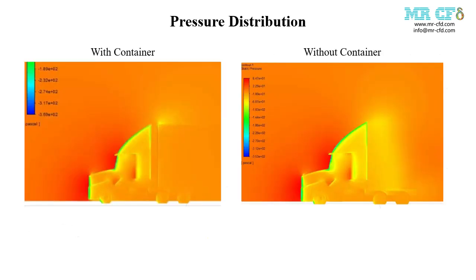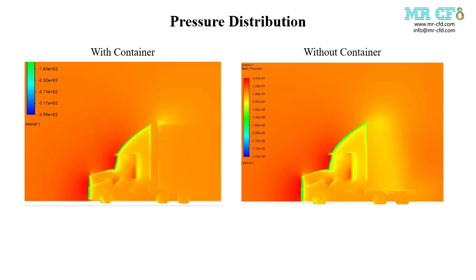In the case without container, the high-pressure region is more concentrated at the front of the cab. There is a significant low-pressure zone immediately behind the cab. In the case with container, the high-pressure region extends further along the top of the container. The low-pressure zone behind the cab is less pronounced as the container fills this space.